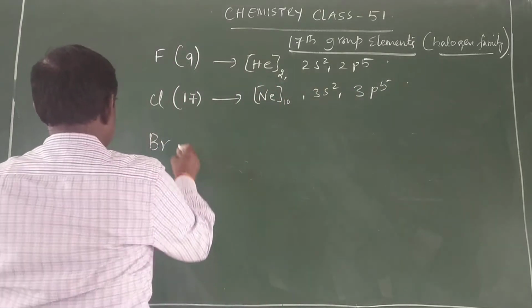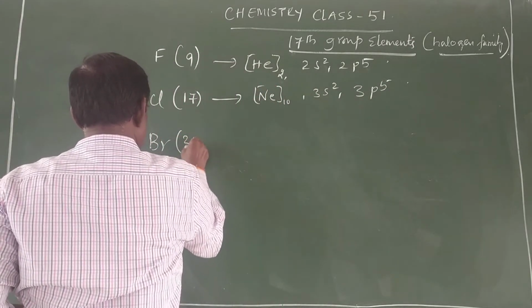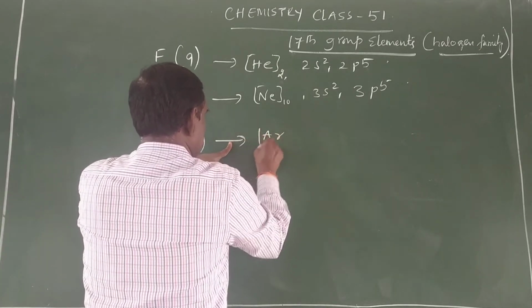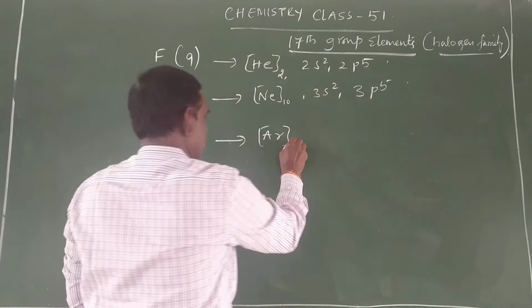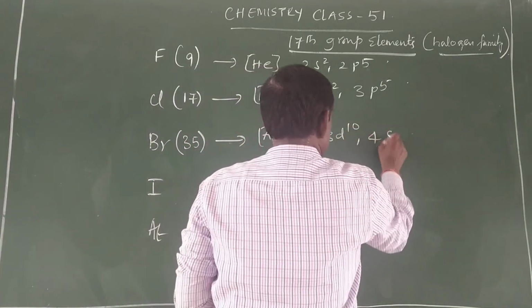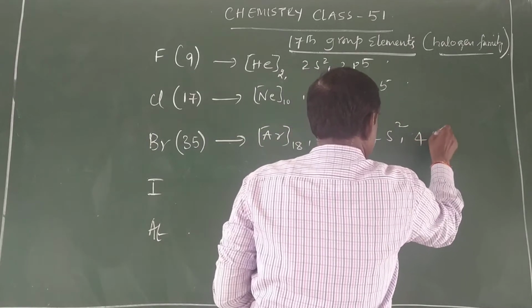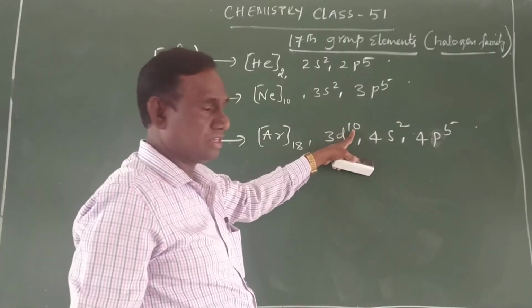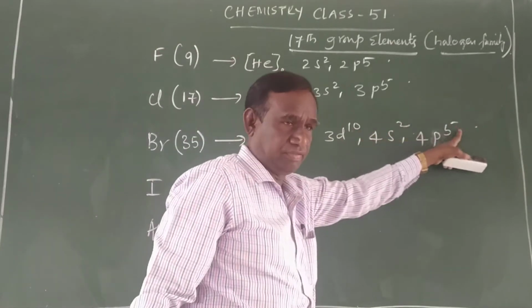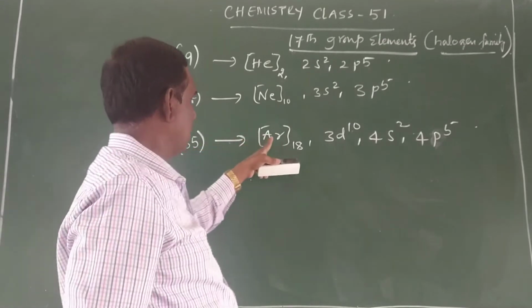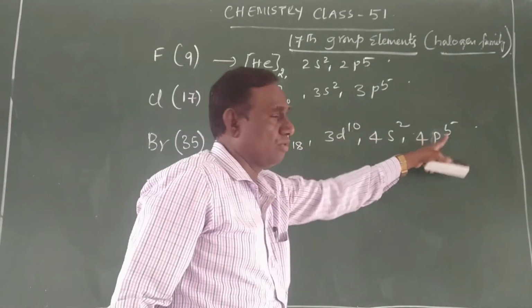Next is bromine, 35. Take argon, which is 18, then 3d10 4s2 4p5. 18 plus 10 is 28, plus 2 is 30, plus 5 is 35. That is how we write the electronic configuration for bromine 35: argon 3d10 4s2 4p5.